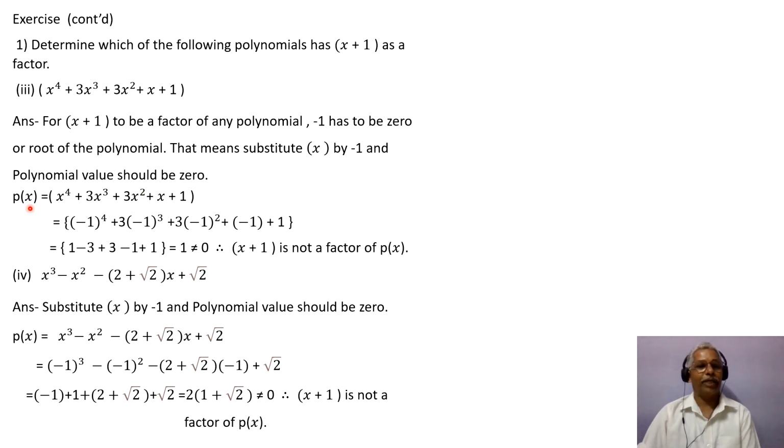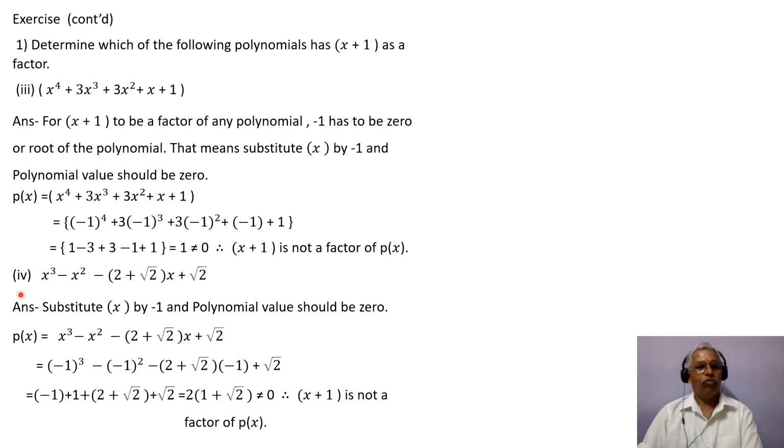So we are taking px equal to, you can take qx or rx, anything, no need to take p every time. So x raised to 4 plus 3x cube plus 3x square plus x plus 1. Substitute minus 1 raised to 4 plus 3 into minus 1 cube plus 3 into minus 1 square plus minus 1 plus 1. So it comes out to be 1 minus 3 plus 3 minus 1 plus 1. So it is 1, not equal to 0. So x plus 1 is not a factor of px, where px is denoted for this.